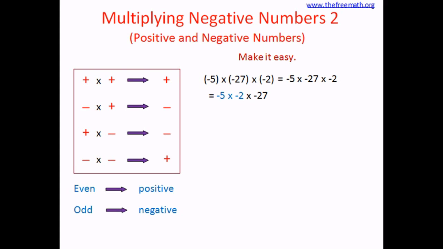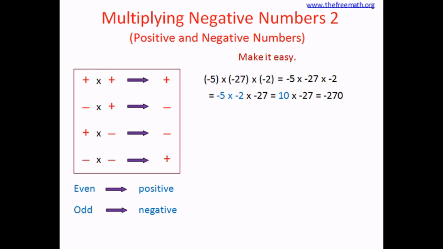Now it is easier to multiply negative 5 and negative 2. 5 2s are 10 and two negative numbers we are multiplying. That means the answer is positive 10. So what you have to do is 10 multiplied by negative 27. 27 10s are 270. We have a positive and a negative number, so the answer is going to be negative. The product is negative 270.